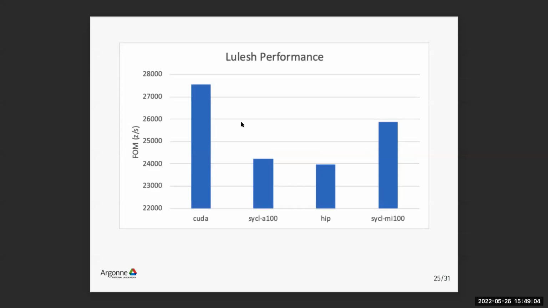Lulesh with a mini app, you see it doesn't start at 0, and the higher the better. You see CUDA is higher, but only a few percent compared to Sycl. And for AMD, for whatever reason, it is the opposite. The HIP is slower than the MI100 Sycl backend. Don't over-analyze this kind of thing. I think here it doesn't start at 0, so just to say it is globally portable.